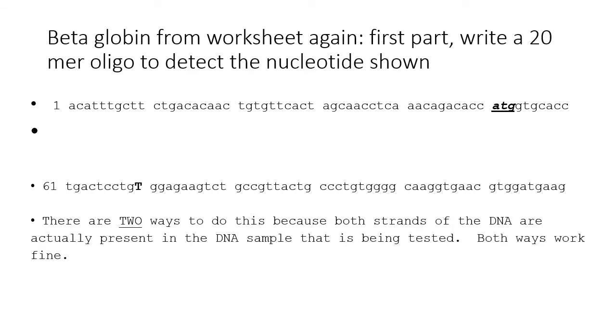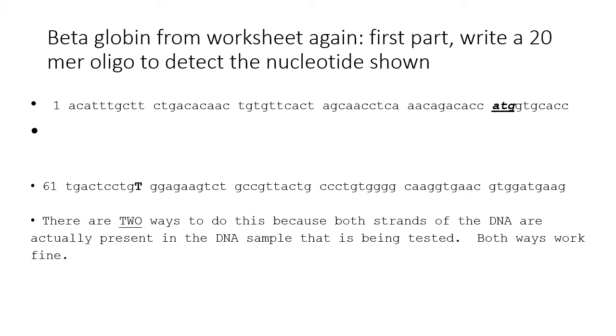Okay, so what we're supposed to do is write a 20-mer oligo that will detect the nucleotide shown, the nucleotide being the T. It's important to realize that there's actually 2 different 20-mer oligos you could use for this purpose, because there's 2 strands in the DNA. And in a genomic DNA sample, it really doesn't matter which one you choose, usually.